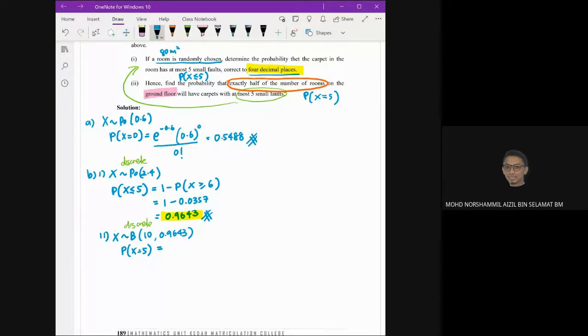So then by using formula 10 C5, 0.9643 power of 5, 0.0357 power of 5. What do you get? Please calculate. Last one. Last call. 0.001265. 0 tu berapa banyak? 0.00 0 itu je. 655. 655. Ya ke? Yang lain macam mana? Panjang lagi belakang tu sir. Yang lain macam mana? Dapat macam ni tak?